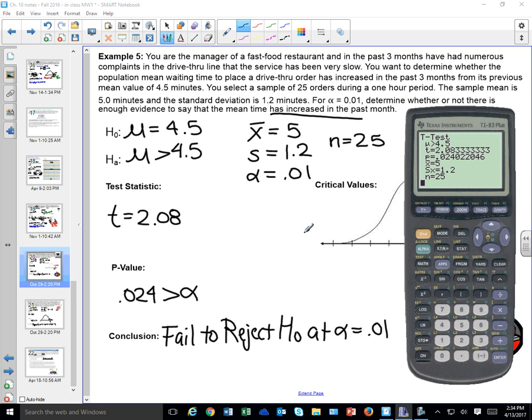So in this case, I would probably use a larger alpha, because it's not that big of a deal. But if it's something with a medical procedure, a treatment, or something where you really want to be sure that if you reject, it was the right decision, then you will want to use a small alpha.